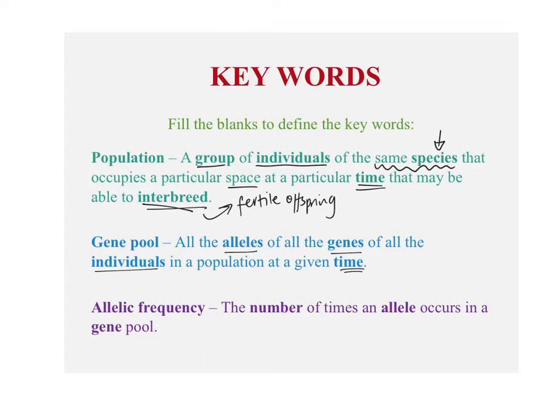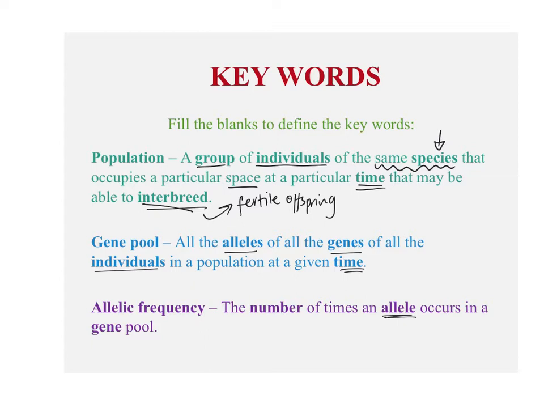And then we can relate the gene pool to allelic frequency. Allelic frequency is the amount of times that an allele occurs in a gene pool. So if there are lots of us with blue eyes in the class, then there's going to be a higher allelic frequency in the gene pool for 13D than there would be for maybe red eyes, because no one's got red eyes. So we're linking these words together.